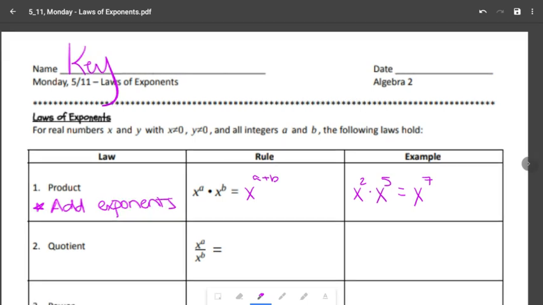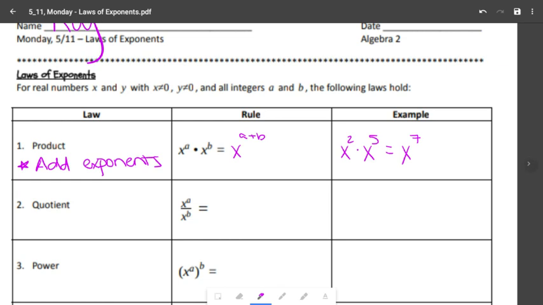Second, we have the quotient rule. If, for example, we had x to the sixth divided by x squared, we should know that you get x to the fourth, because the rule is that we subtract the exponents.